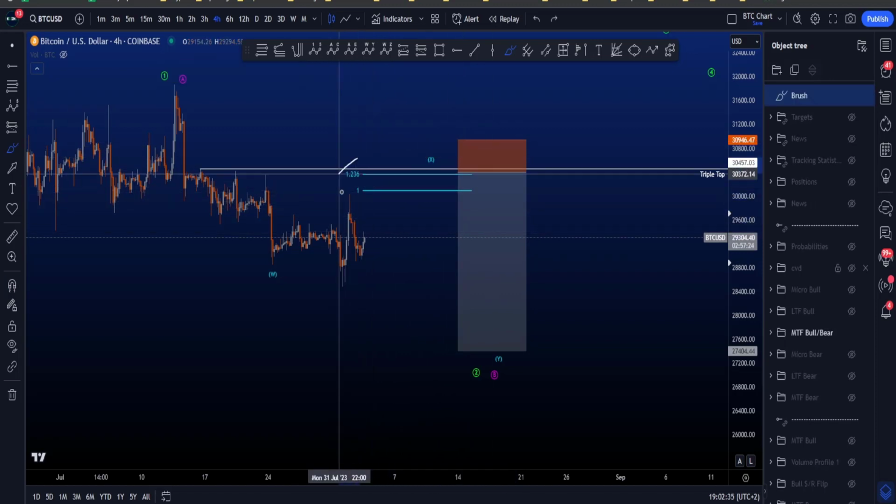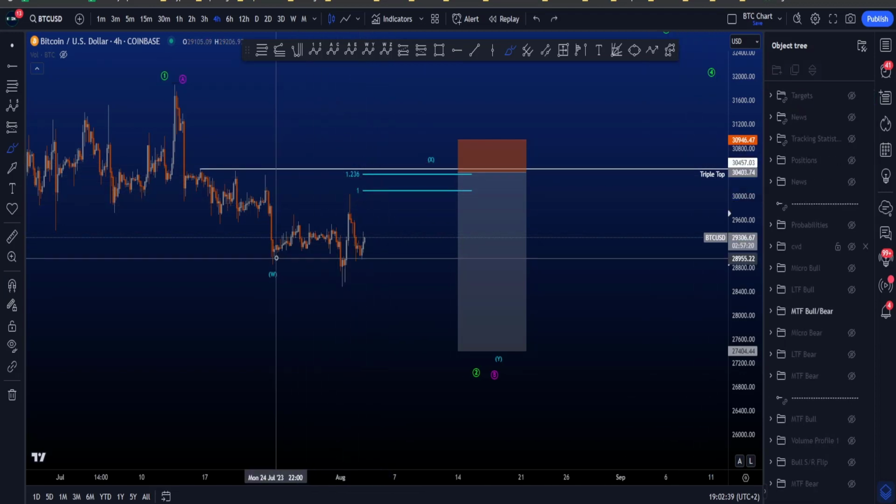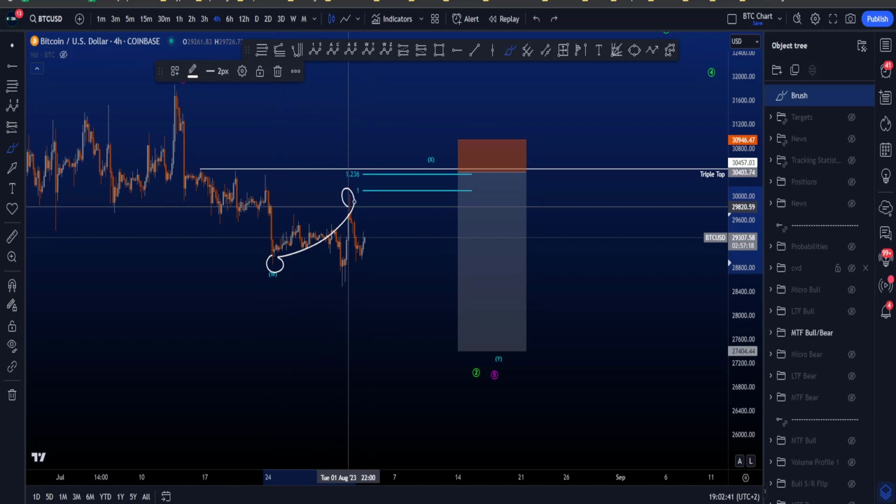It has higher probabilities of being a zigzag or a triangle, where again the target for wave X is very interesting over here between these fibs as well, around the triple top. The fibs on the chart are taken from the low to the high of the expanding flat to the low that we have at the moment on the chart over here.